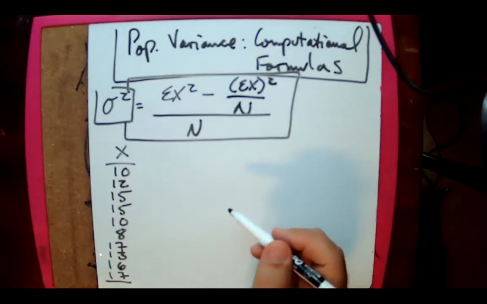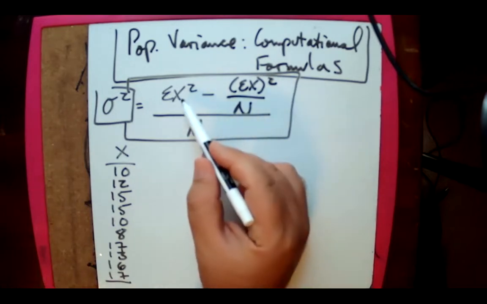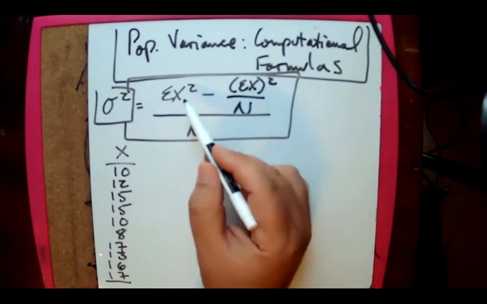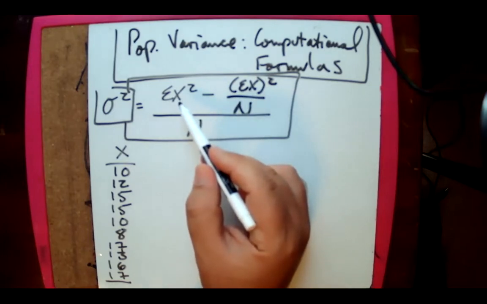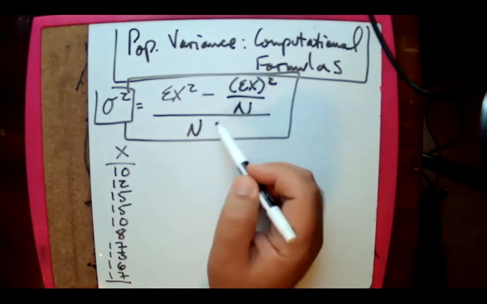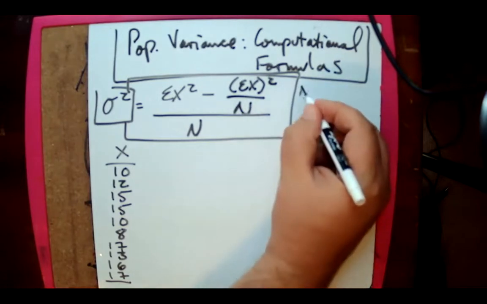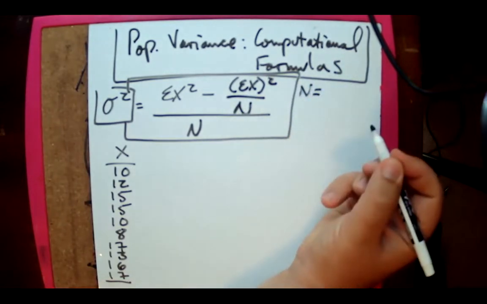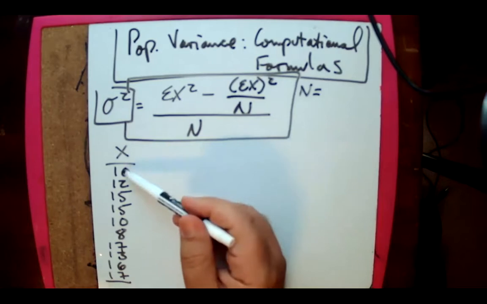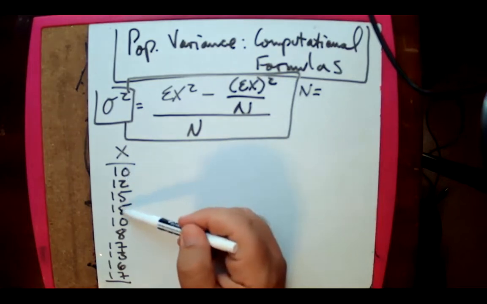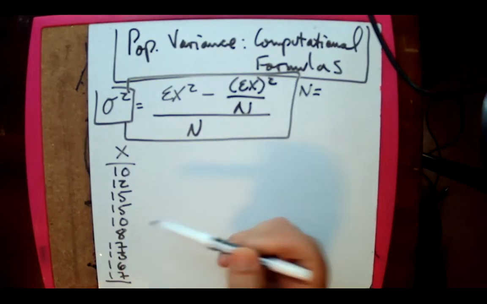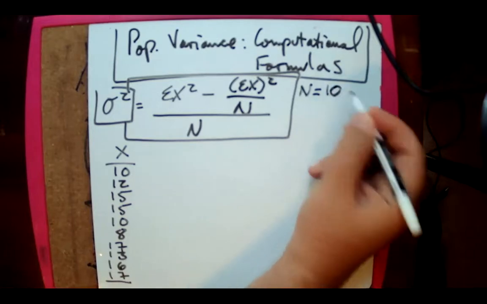All right, so here's how I like to solve this problem. I like to pick out all the information that I need to plug into the formula. I need to get the sum of the squared x's, I need the squared sum of x, and then n is really easy. And since n is really easy, let's just do that first. So this is the total number of scores. So we just count them up. 1, 2, 3, 4, 5, 6, 7, 8, 9, 10. All right, so we got 10 scores there.